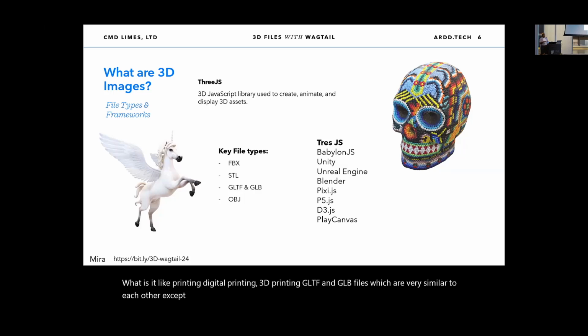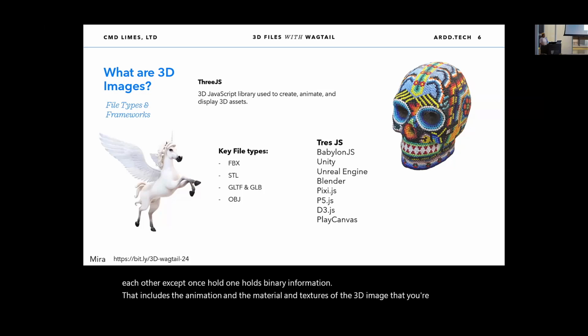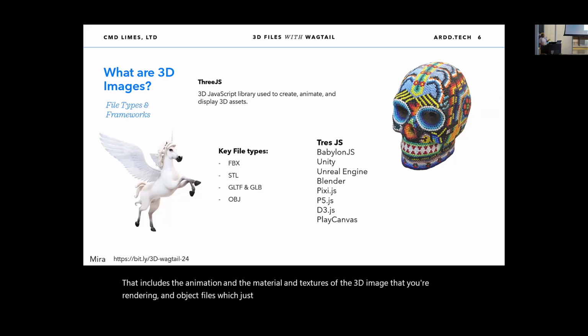one holds binary information that includes the animation and the material and textures of the 3D image that you're rendering, and object files, which just contain the object itself. So it can be a 3D object, but there is no color, no animation, nothing. It's just how it looks. And it's probably one of the easiest ways to just get a 3D file to render. Currently, GLTF and GLB are the standards because they're a lot smaller and easy to put on the web.